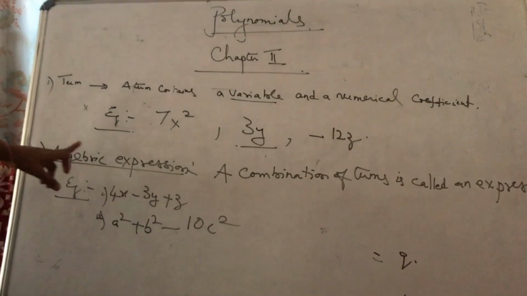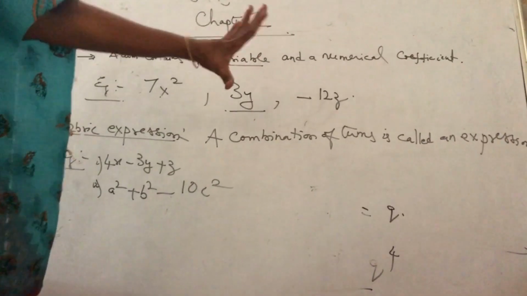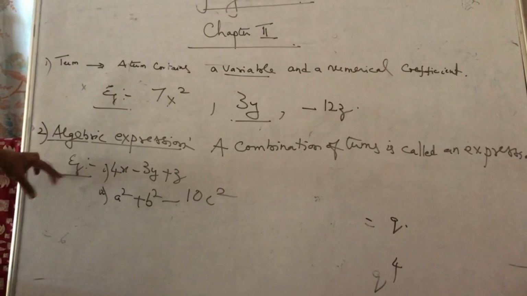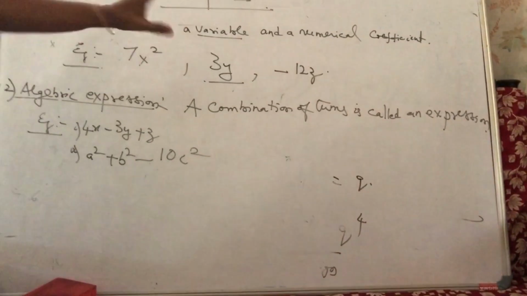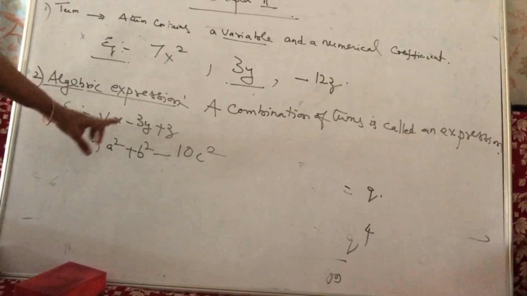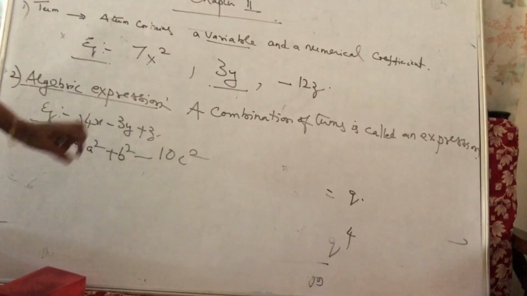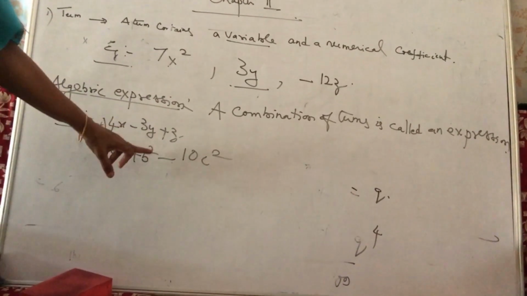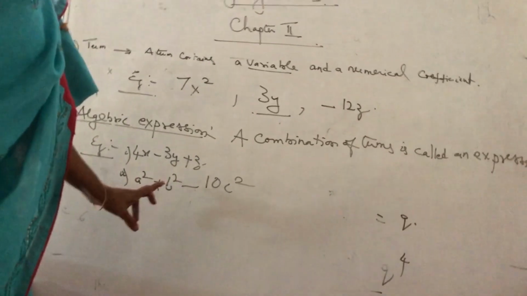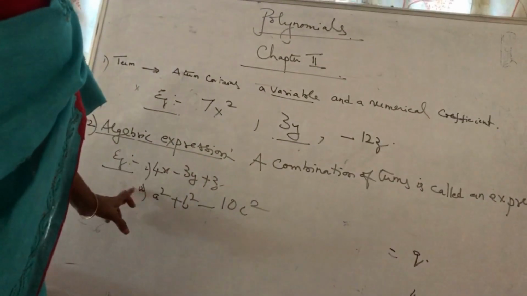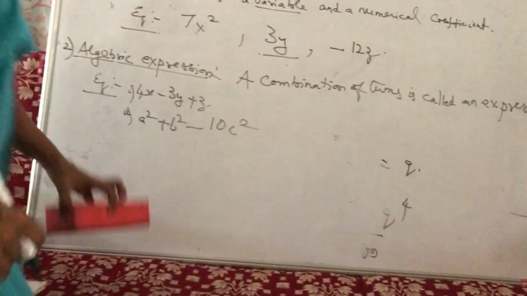Second one, algebraic expression. A combination of terms is called an expression. Combining all the terms, we call it an expression. 4x minus 3y plus z is called an expression. a square plus b square minus 10c square is called as what? An expression. It is a combination of terms, a collection of terms.